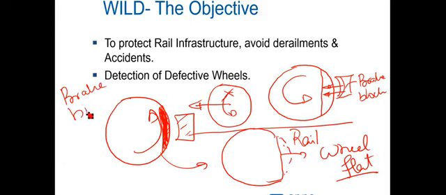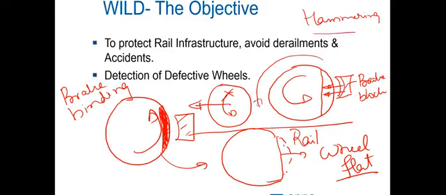So what would happen if you have a wheel flat? Instead of moving smoothly on the rail surface, you have a hammering action. Every time the wheel rotates afterwards, this part will come and hammer on the rails. And that hammering action is really bad for the rails and also for the rolling stock.